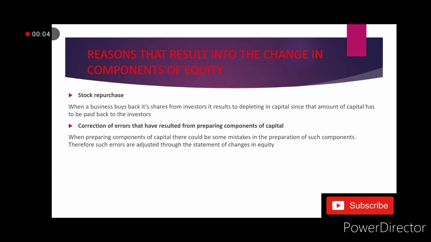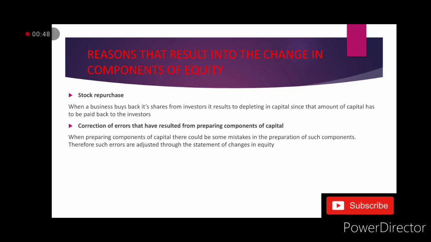Then there is stock repurchase. Now, stock repurchase is basically the opposite of issuing of shares. In this, a business buys back its shares from investors, and the result of buying back shares is a depletion in capital, since that amount of capital has been paid back to investors. Like I told you, it's the reverse of issuing of shares. So when a business buys shares from investors, it has to pay the investors money. Now that money that it pays the investors is basically capital. So it's paying back capital.